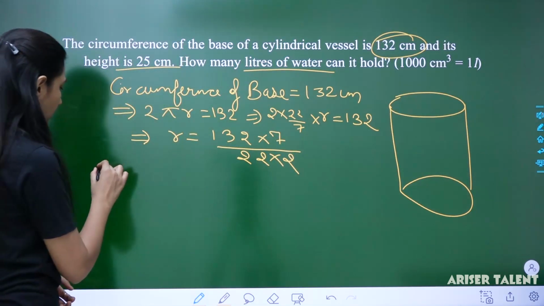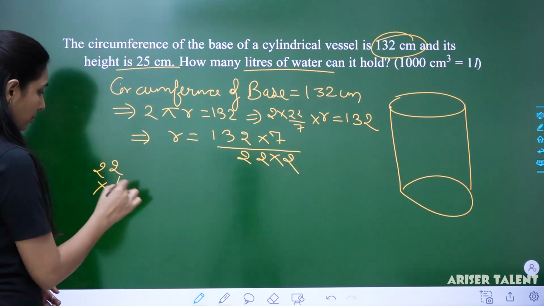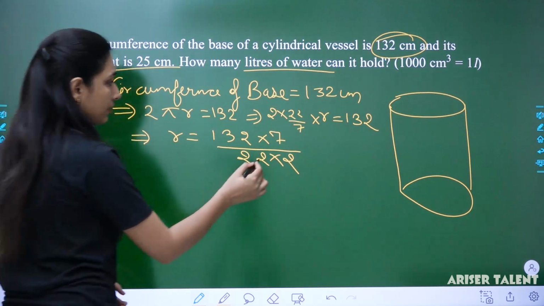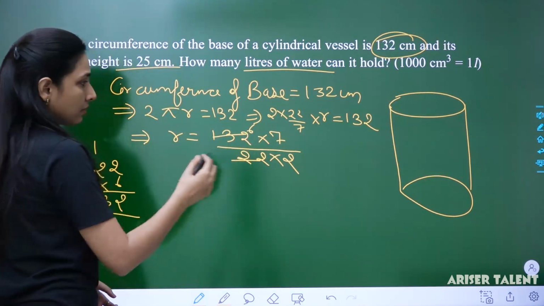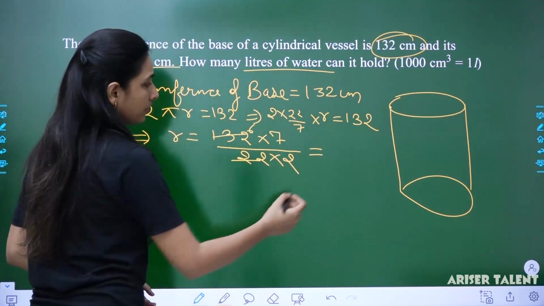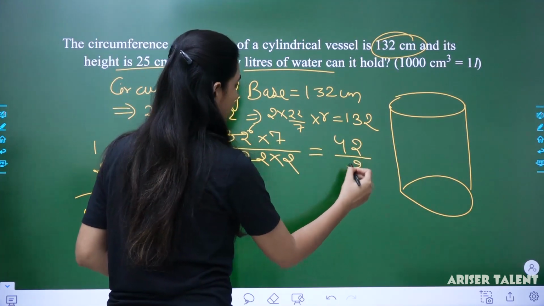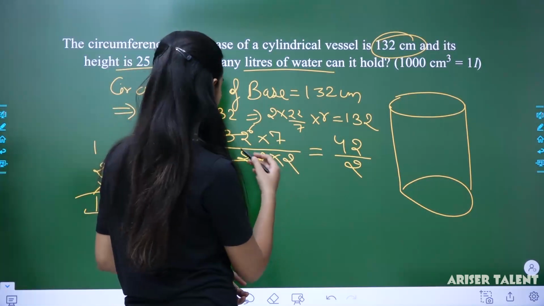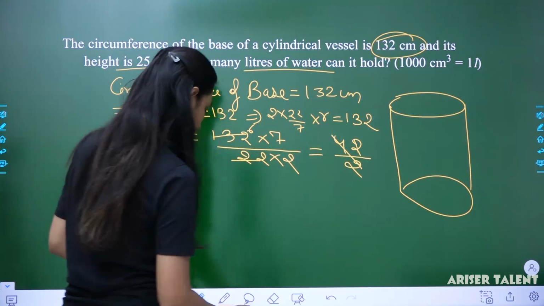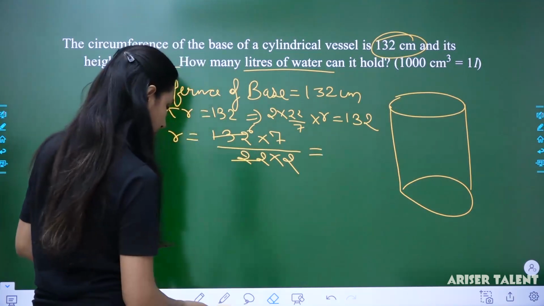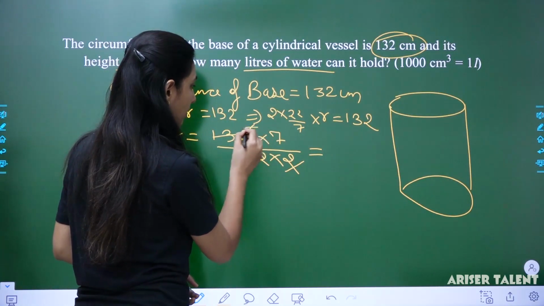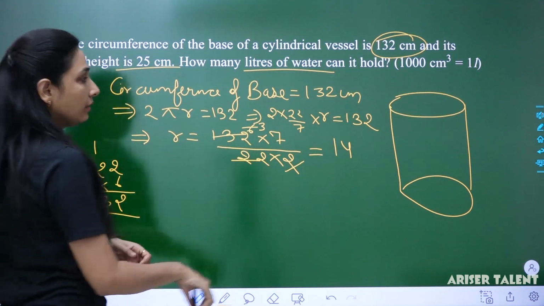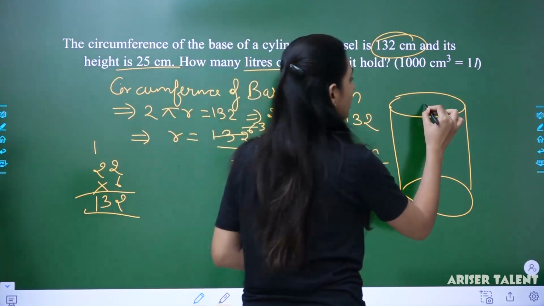Okay. So, 132 divided by 6, or you can just cancel it out by 3. So it will be simply 14. Now, 14 centimeters is your radius.